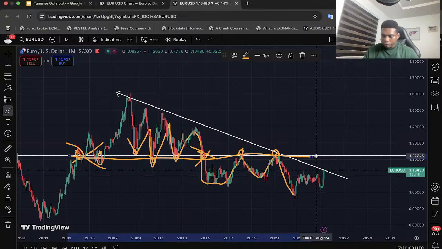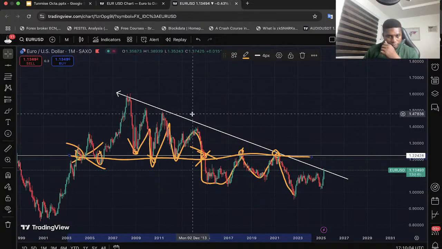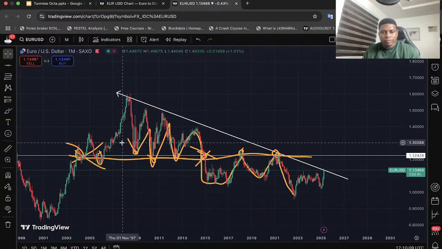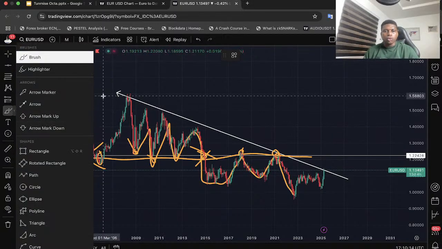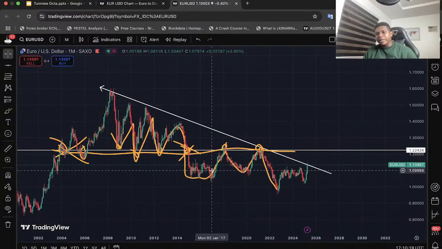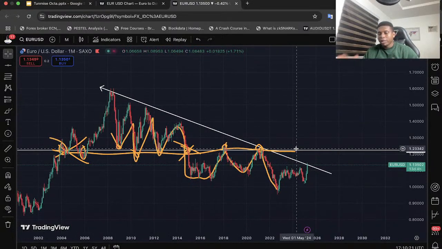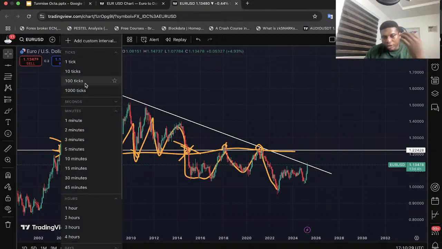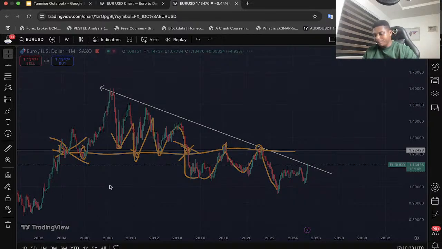Right here and there, we can see that we have been able to map out these key levels of support and resistance. Now let's go down to the weekly time frame.